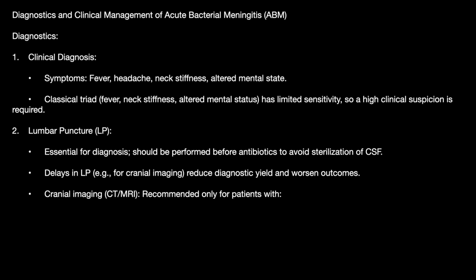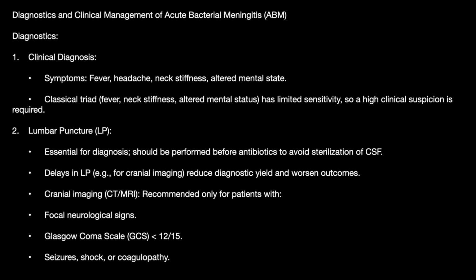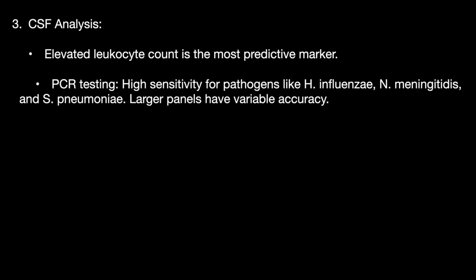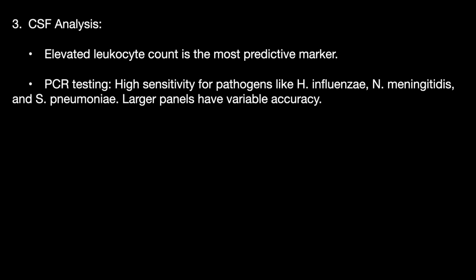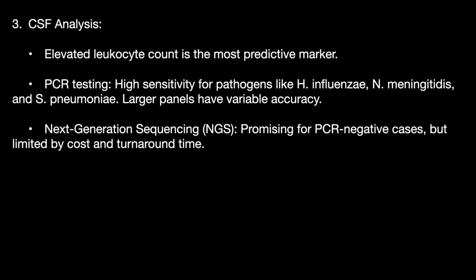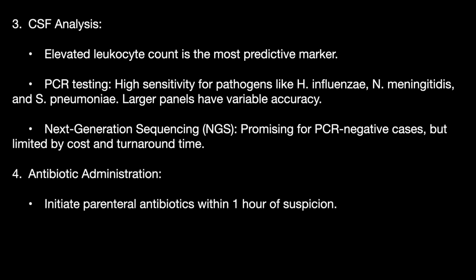Regarding the brain imaging, it is recommended only for patients who have focal neurological signs, GCS less than 12, seizures, shock, or coagulopathy. Other than this, you should go for the CSF analysis. In the CSF analysis, you will find an elevated leukocyte count, which is the most predictive marker. PCR testing can be done for the common pathogens. Larger brain can also be used. Next-generation sequencing has been showing positive outcomes. And antibiotic administration should be done immediately.